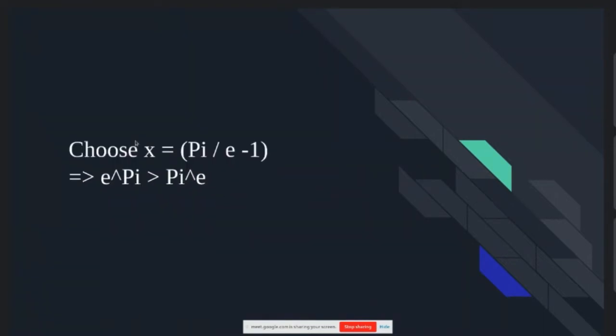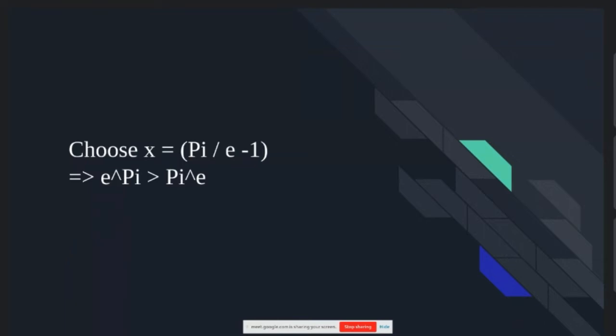So basically, we all know e power x expansion is 1 plus x plus x squared and so on, so obviously for x greater than 0, you can have this assumption that e power x is greater than 1 plus x. Now what if you just choose x equal to pi by e minus 1? In one or two lines, we'll get this result that e power pi is greater than pi power e.